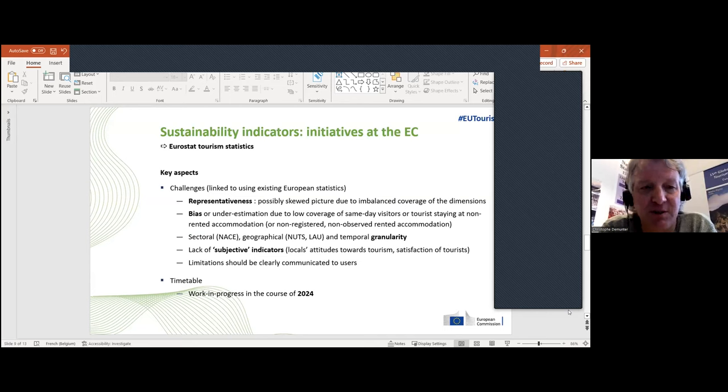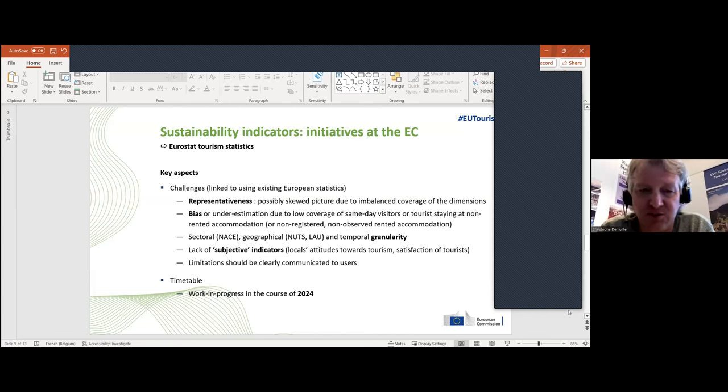The challenges, that's always the bad news. With these indicators, there is definitely an issue with representativeness. We cannot cover all the dimensions in the same way. Some aspects may be overrepresented, others may be a bit underrepresented. So it's also a matter of communicating to users that this is there. There's also a bias. We mentioned it a few times, the indicator of the number of nights spent.